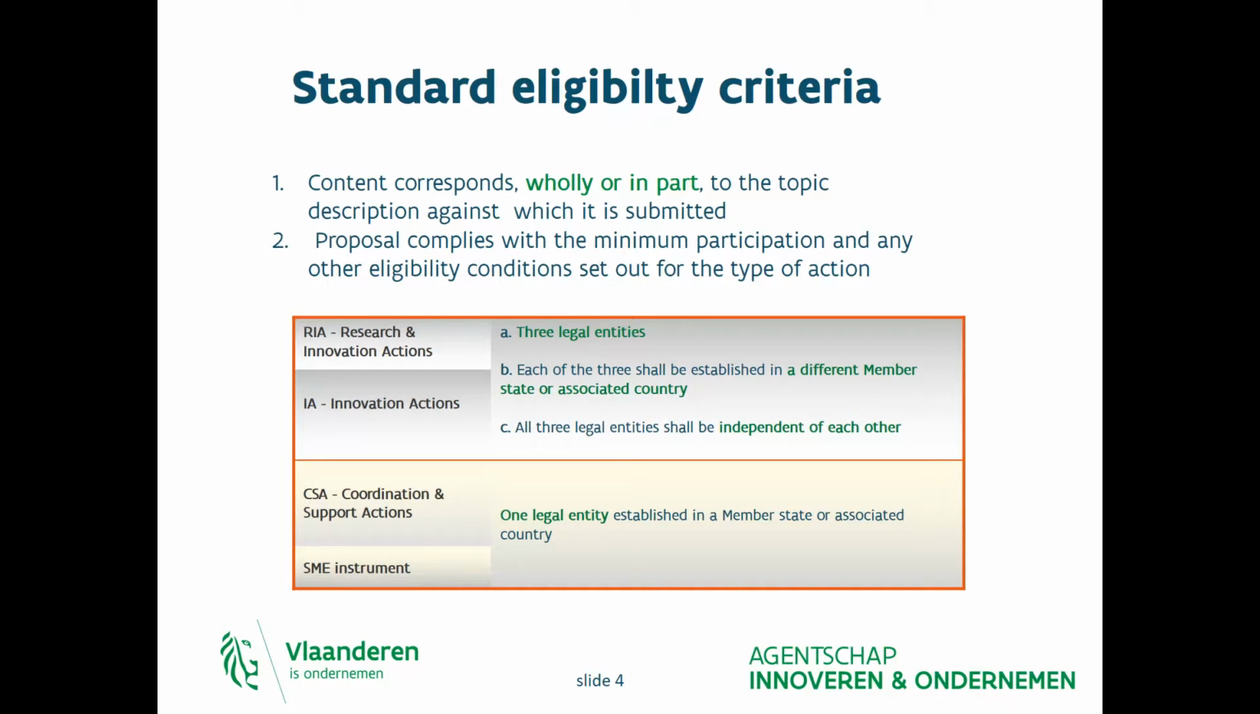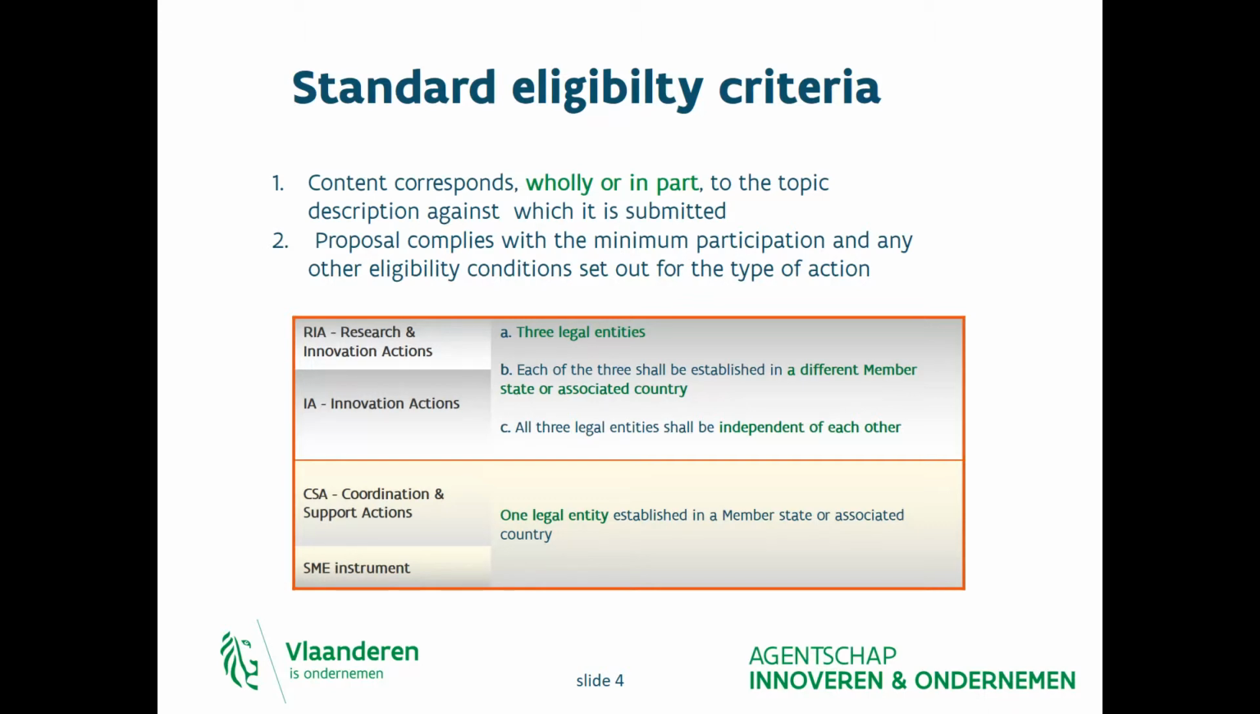For research and innovation actions, or for innovation actions, at least 3 legal entities have to be included in your project consortium as participants. Each of these entities shall be established in a different member state or an associated country, or in another accepted country that may be specified in the topic against which you submitted your proposal. All 3 legal entities should also be independent of each other.